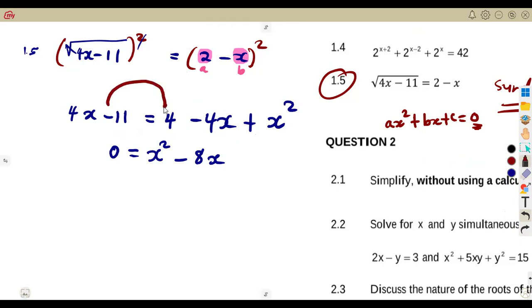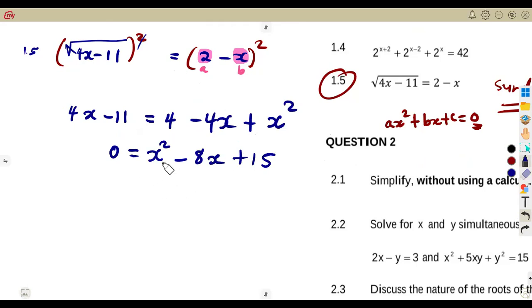You do the same thing on the constant, the minus 11 to the other side. There is a 4 there. So the minus 11 becomes a positive 4 plus 11, which was going to give us a 15. This is where you are, guys. With this, you can now solve the equation that you are having.